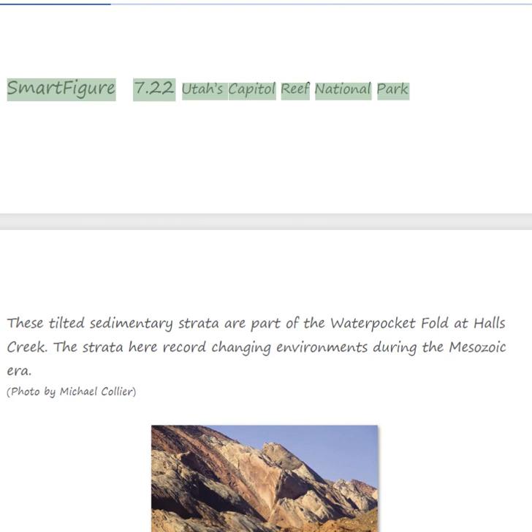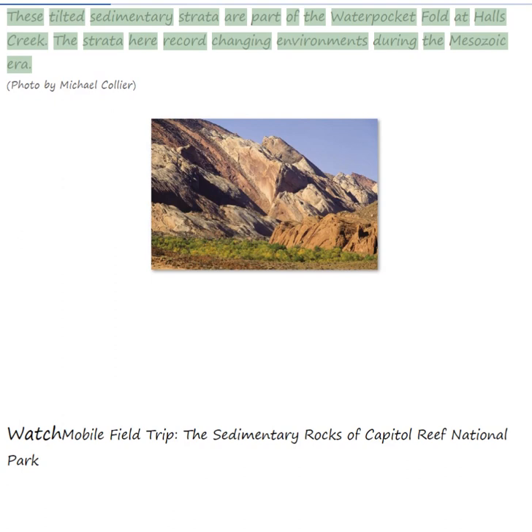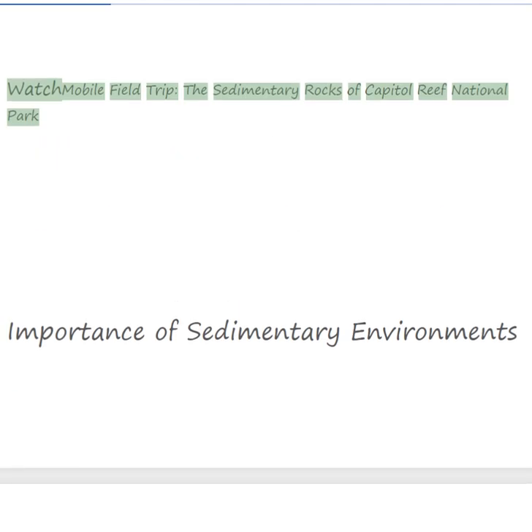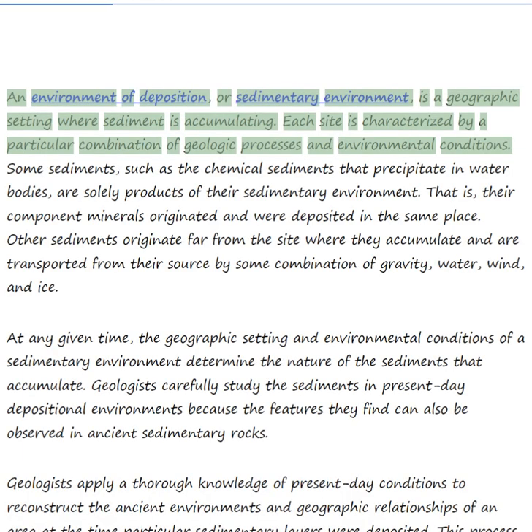Smart Figure 7.22 Utah's Capitol Reef National Park. These tilted sedimentary strata are part of the Water Pocket Fold at Halls Creek. The strata here record changing environments during the Mesozoic era. Importance of sedimentary environments. Watch the mobile field trip, the sedimentary rocks of Capitol Reef National Park. An environment of deposition, or sedimentary environment, is a geographic setting where sediment is accumulating. Each site is characterized by a particular combination of geologic processes and environmental conditions.